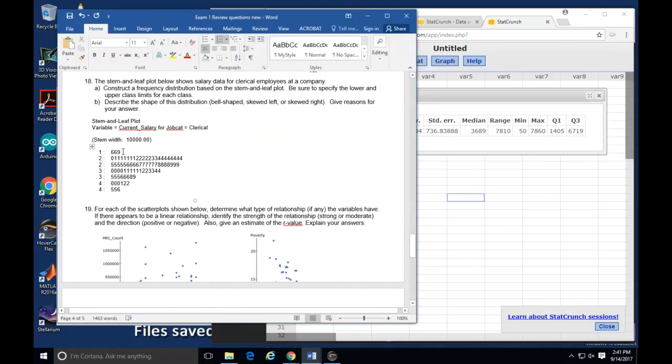And one thing you might be asked to do on the test is to take a stem and leaf plot like this and say what some of the data values are. So for instance, in this one it tells you that the stem width is actually $10,000. So that means that the 1 here represents $10,000 and each digit over here represents 1 data value, and that would be what's happening in the next place. So the lowest data value in here would actually be 16,000.